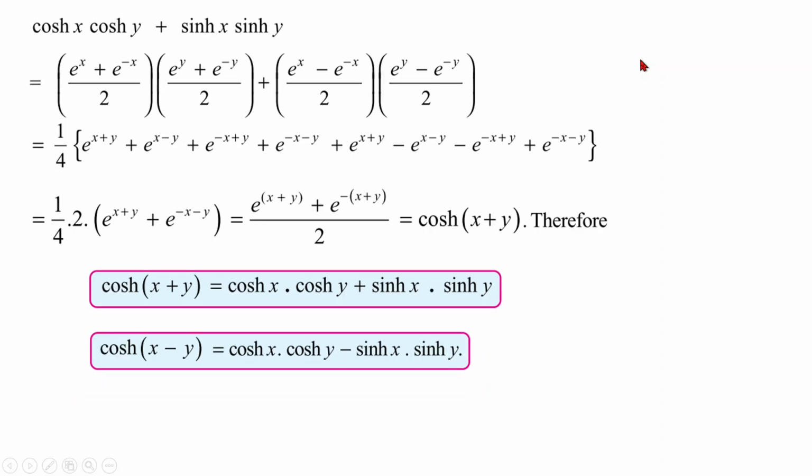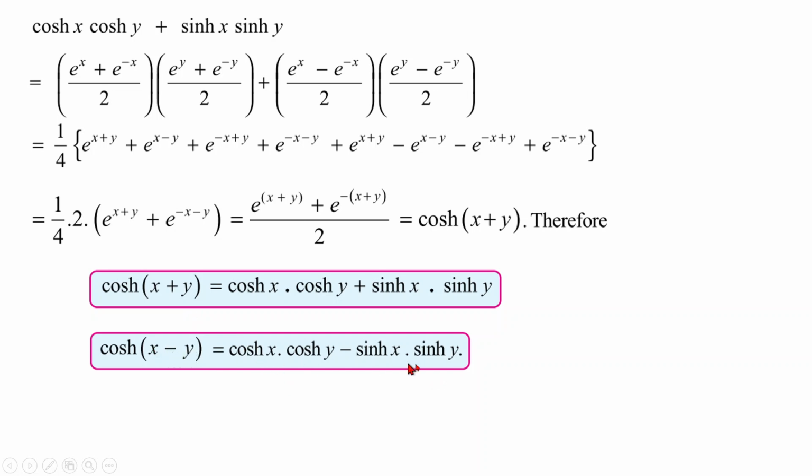This one, cosh y. If we do this expansion, we are just putting the definitions, then we are getting cosh(x plus y). Similarly, if you replace y with minus y, you are getting this. Agreed? Now see the interesting thing.